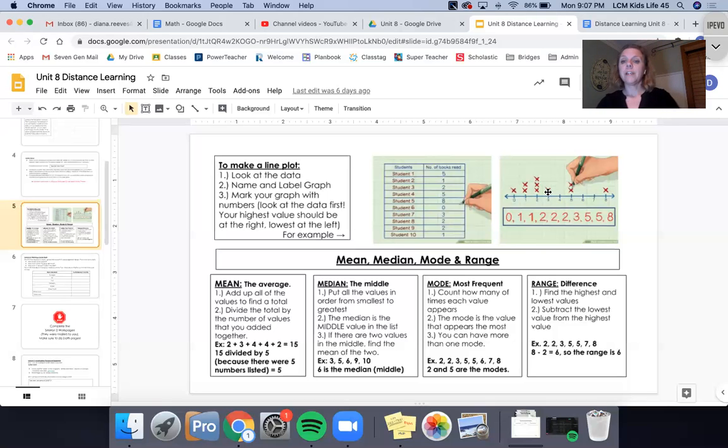Mode is the most frequent. And if you've already laid your data out on a line plot, it's super easy to see the mode. It's the one with the most X's. So the mode for this would be 2 because that occurs the most frequently. And now your range is simply highest minus lowest. 8 minus 0 is 8. So that just means that there's a range of 8 books, which really just means from highest to lowest. That's what the range is.